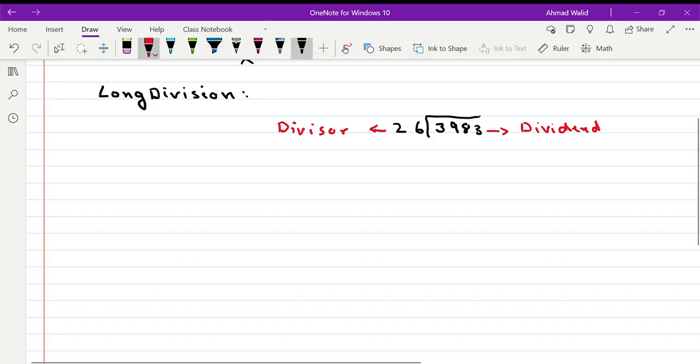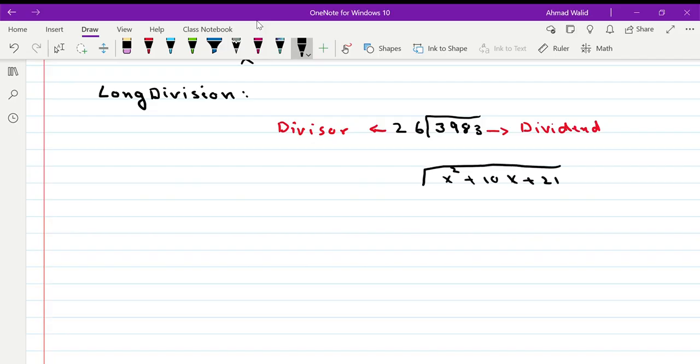Today, we use the same method and we divide polynomials. But today, we are not dealing with numbers. We are dealing with polynomials. It means our dividend will be a polynomial, correct? For example, like this: x squared plus 10x plus 21, divided by x plus 3, where your divisor is another polynomial, a binomial. This method of dividing, we call it what? Long division.